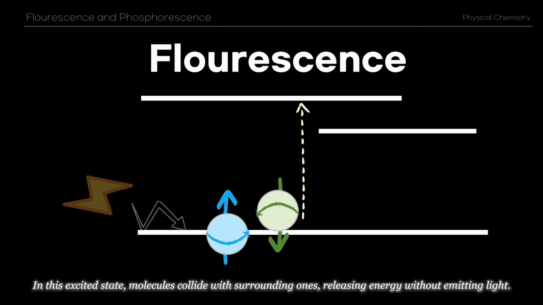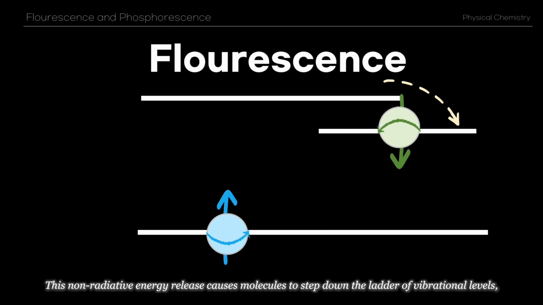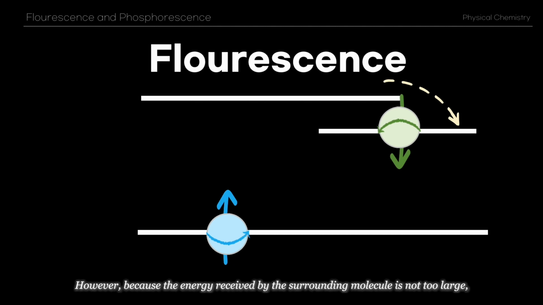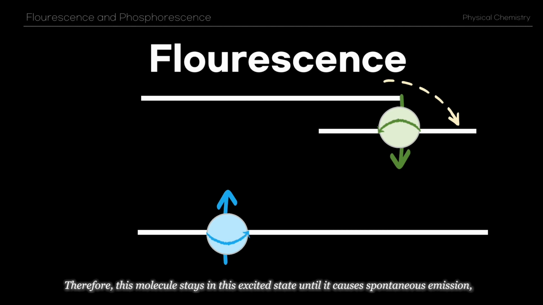In this excited state, molecules collide with surrounding ones, releasing energy without emitting light. This non-radiative energy release causes molecules to step down the ladder of vibrational levels, returning to a lower energy state. However, because the energy received by the surrounding molecule is not too large, the excited molecule cannot go down to the ground electron state. Therefore, this molecule stays in this excited state until it causes spontaneous emission, and then releases the remaining energy as radiation.